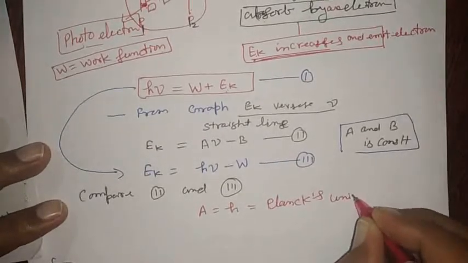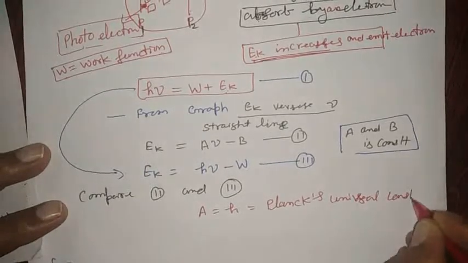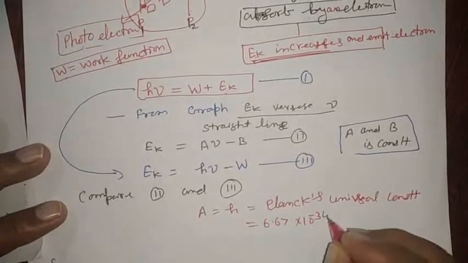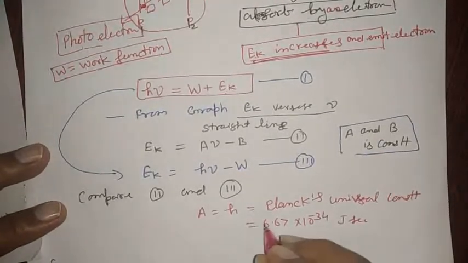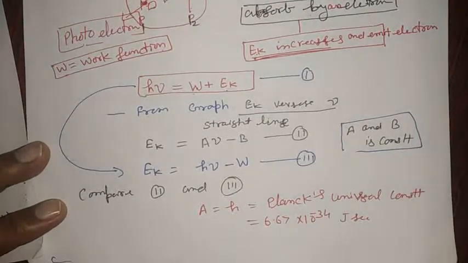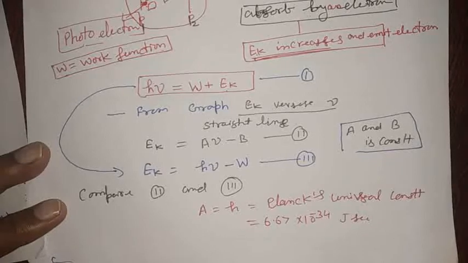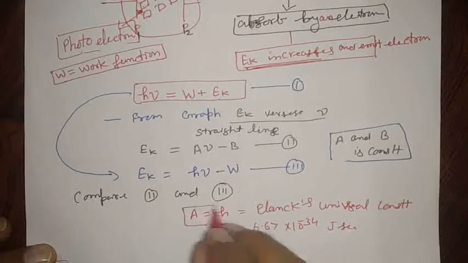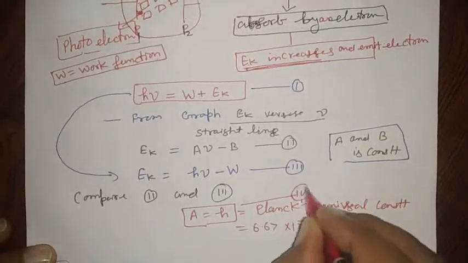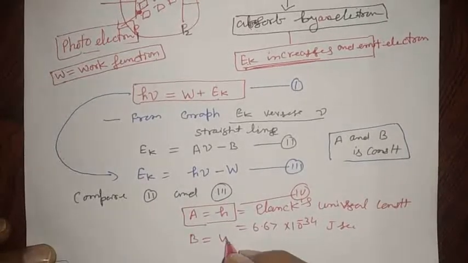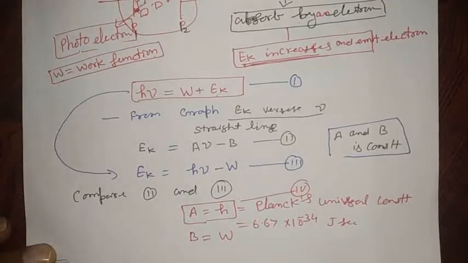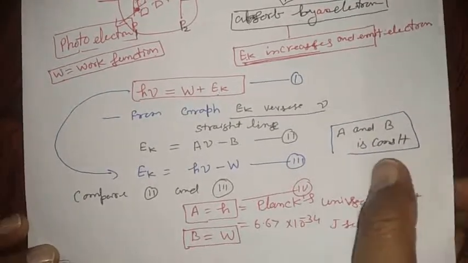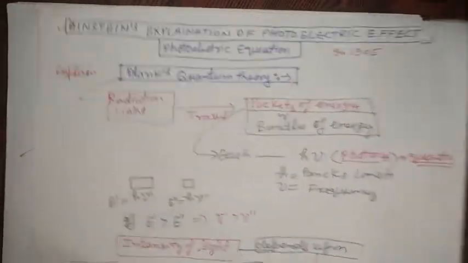universal constant, and its value is 6.67 into 10 to the power minus 34 joule second. We know, and it is explained clearly in the quantum theory of light. And we may also compare, this is one important result, can be represented by equation 4, and B is equal to, by Einstein, the work function W, right? The work function is see here in this explanation.